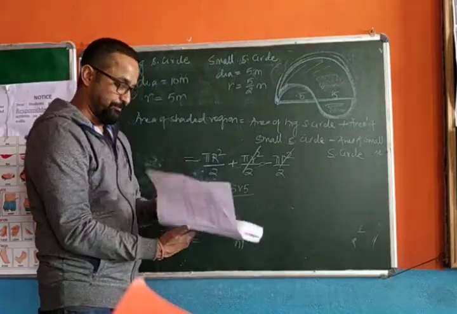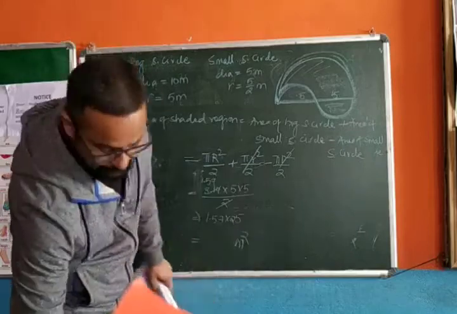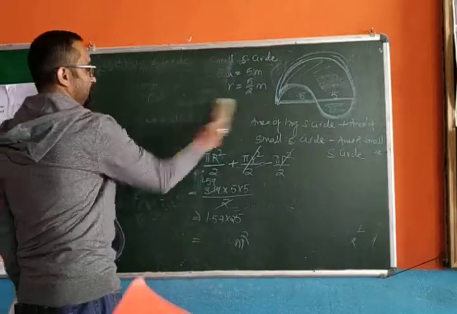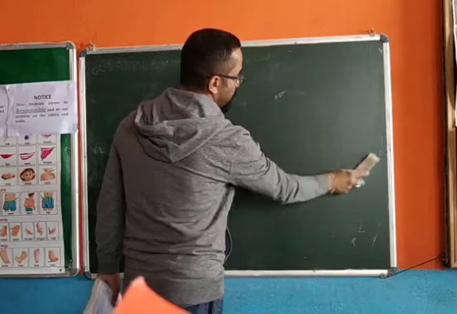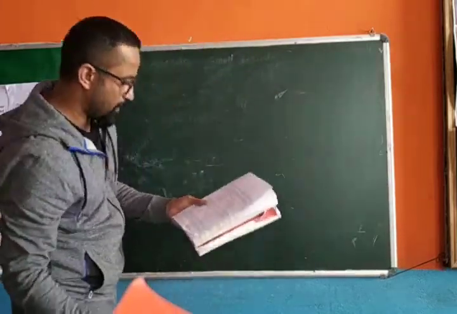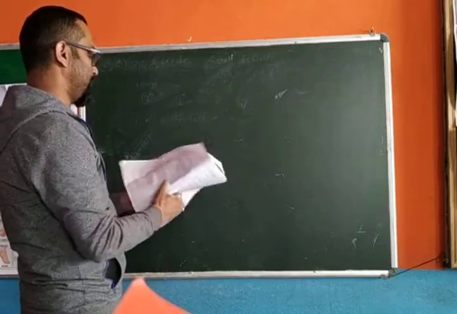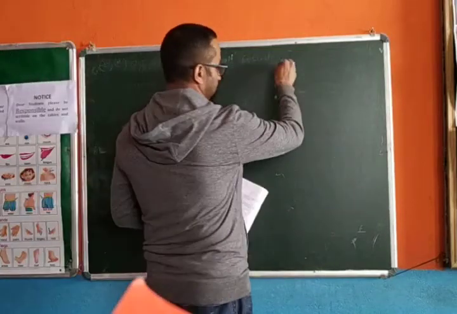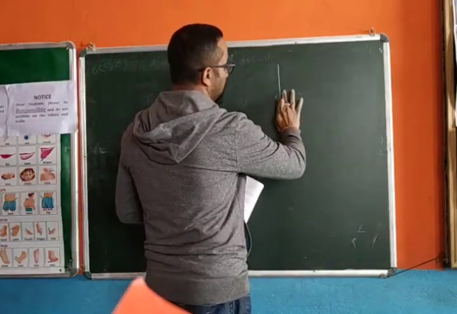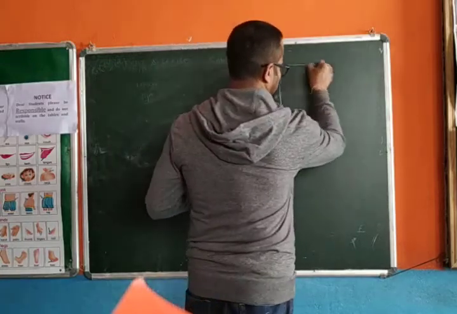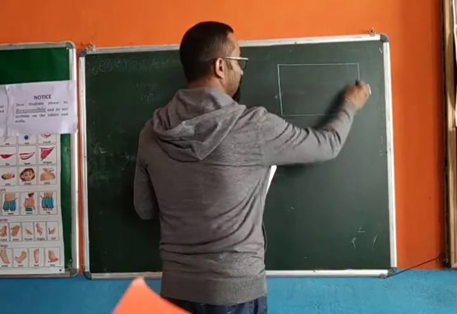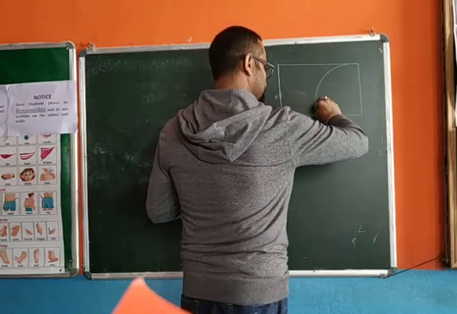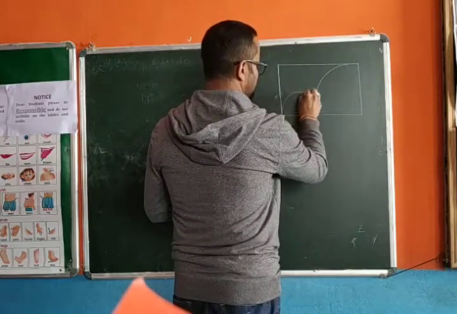Question number 33. Question number 33. You have the diagram given. Similar question. Rectangle. You have a quadrant and then semicircle.